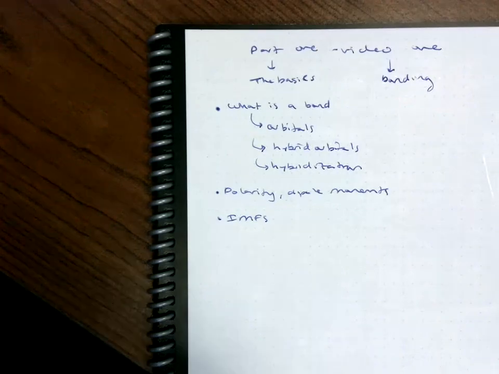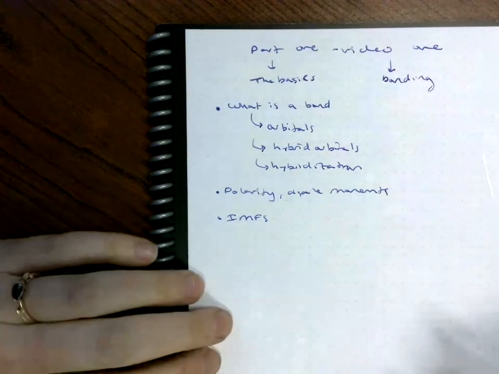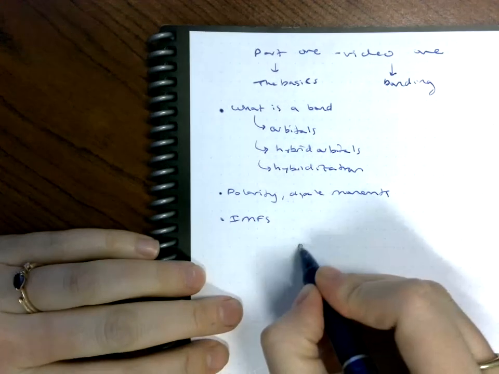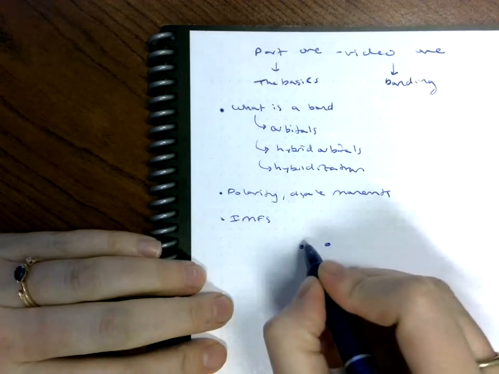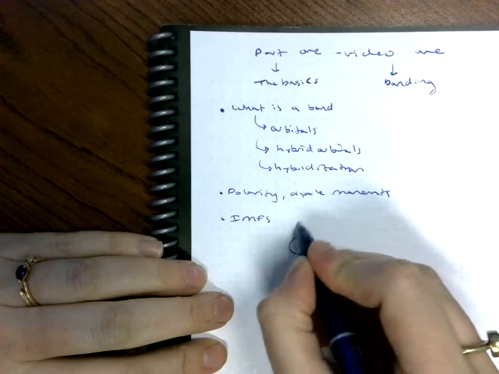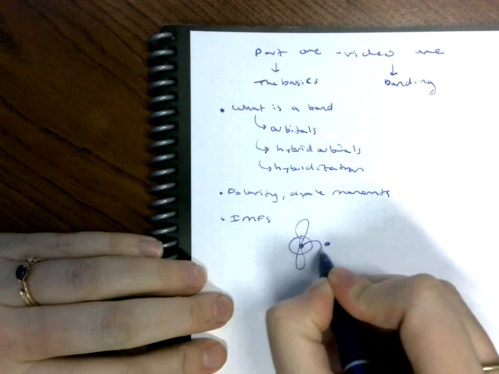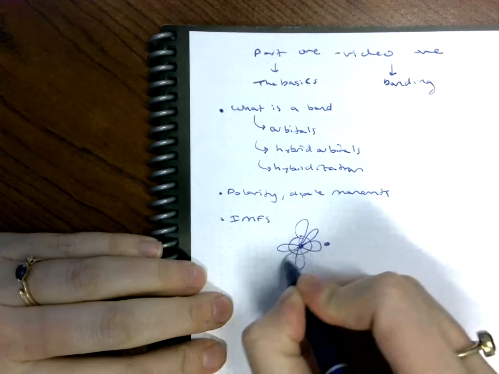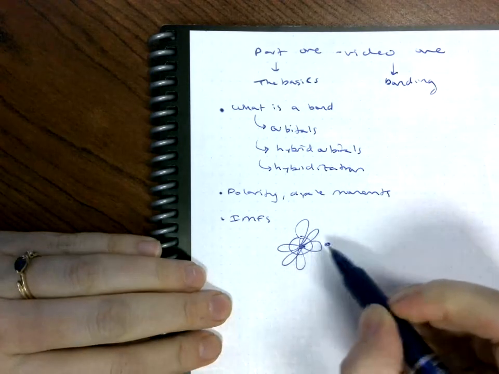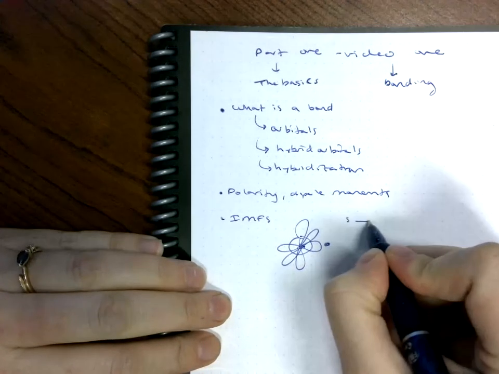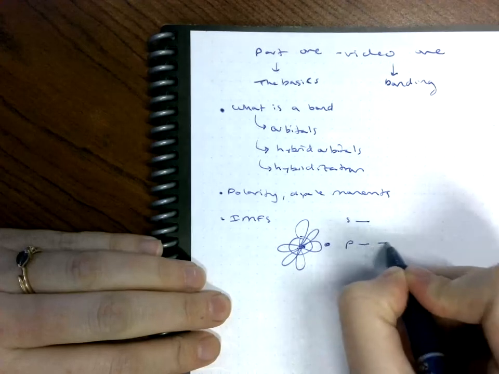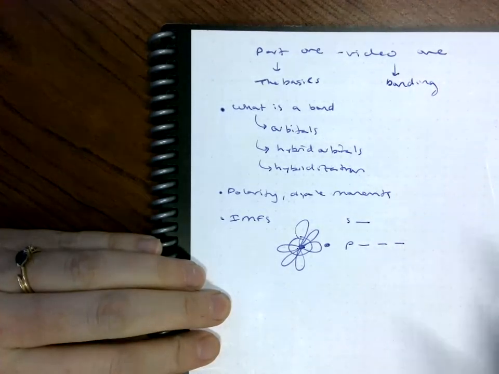Okay, so let's start with what is a bond. Typically a bond is sharing of 2 electrons. And electrons exist in orbitals, which we know are s orbitals and p orbitals, the biggest ones that come into play in organic chemistry. So we have an s orbital and p orbitals, and there are 3 p orbitals.